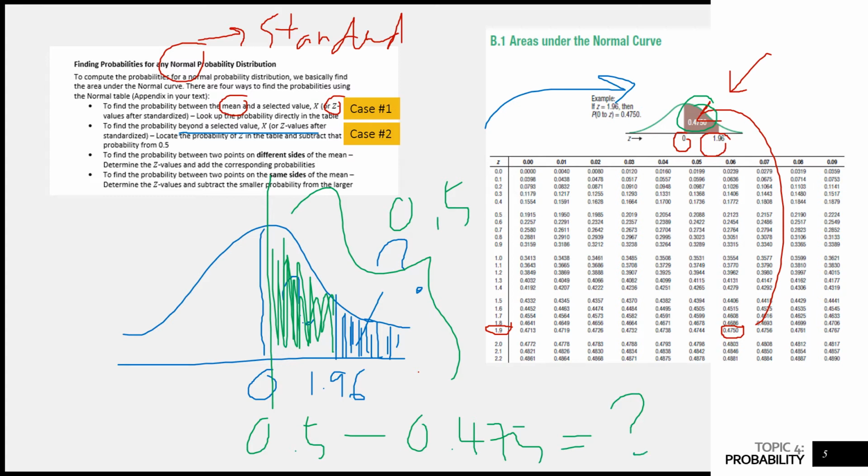So in other words, let's go back here: how to find probabilities beyond a particular x or z value. We locate the probability of z first. That's what we did. We find the z first, which is 1.96, and then you subtract that probability from half. 1.96 is the z, 0.475 is the probability. So we subtract the probability from half. Then you will get the area beyond that particular value.